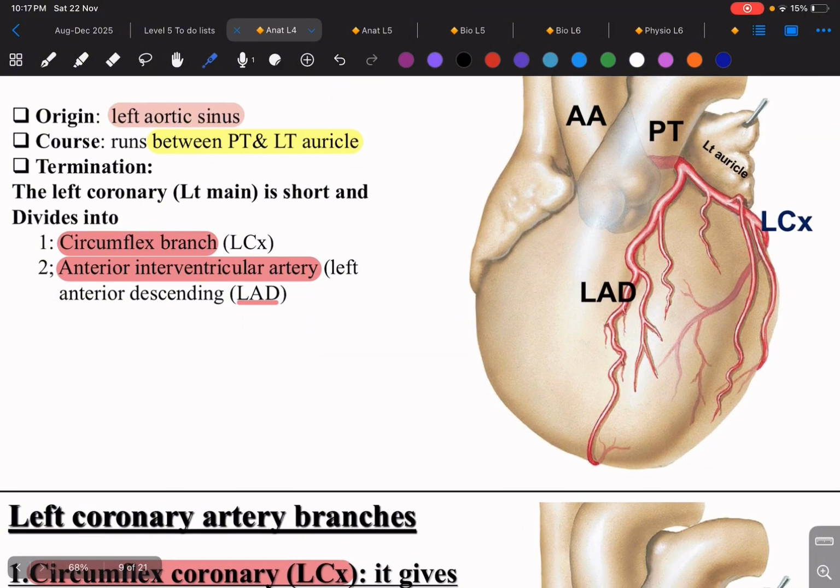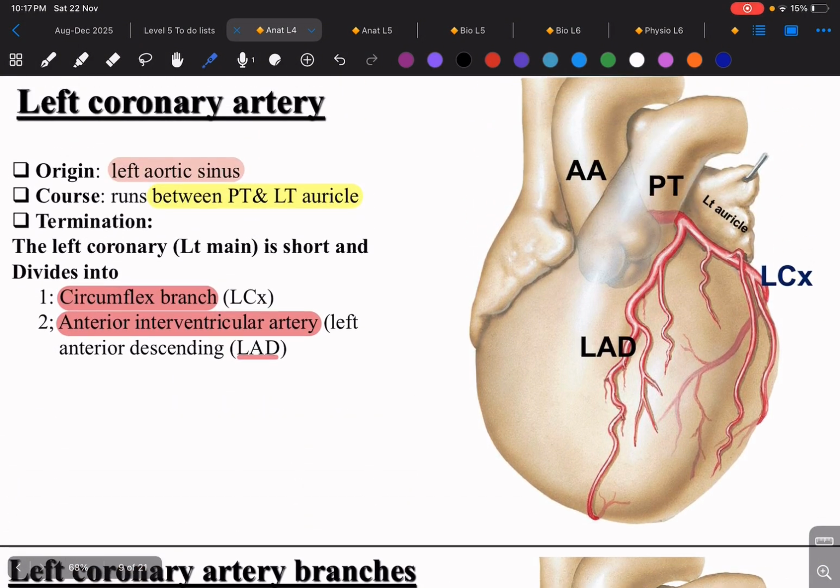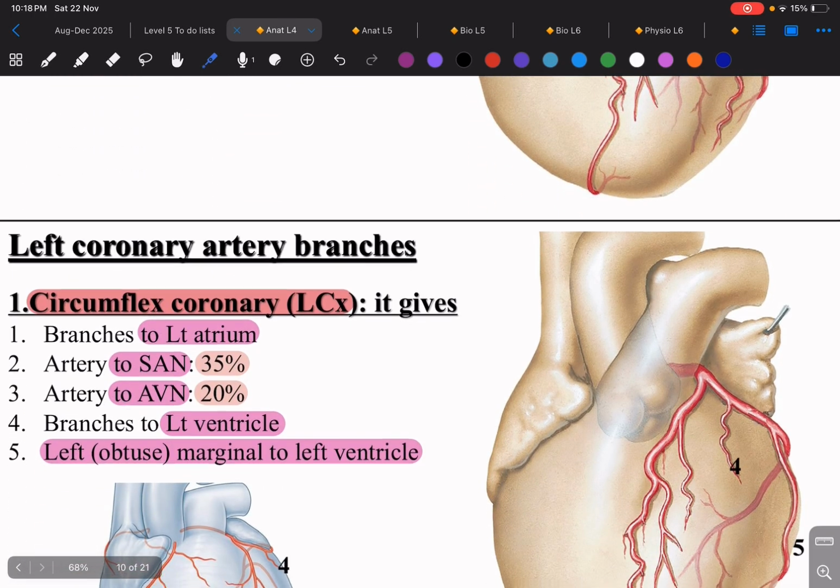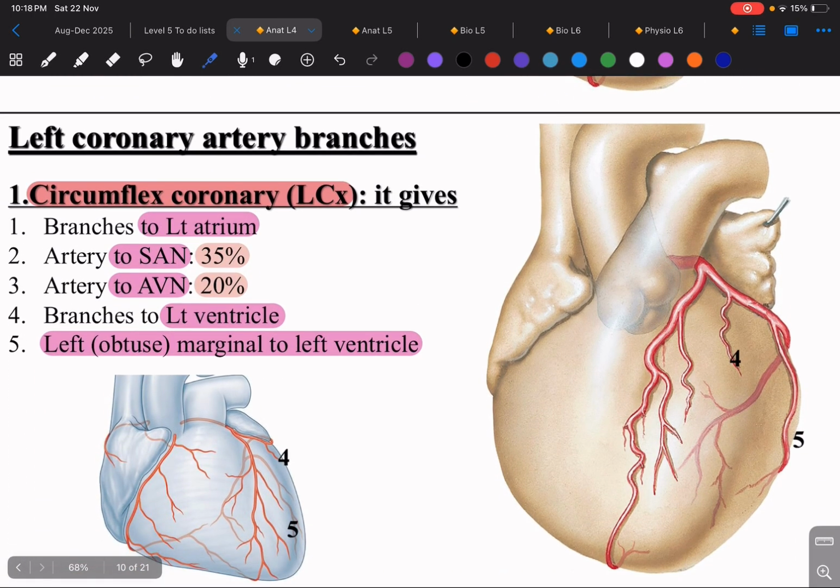Okay, now let's see the branches. They branch from what? They branch from these two branches, not from the left directly. That means on the right they directly branch from the right coronary artery, but here on the left they don't directly branch from the left coronary artery. They branch from the branches of the left coronary artery. So the first branch, we said, is the circumflex coronary branch or artery. Okay? So this is the first branch of the left coronary artery.